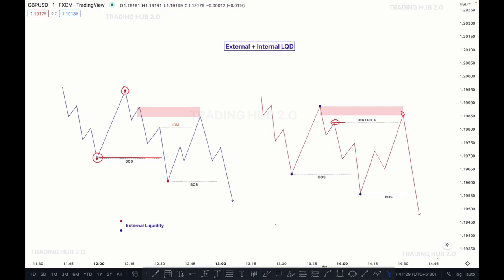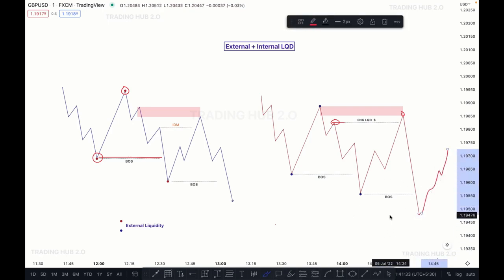After taking out the external liquidity, the market takes a pullback again, because external liquidity works as fuel for the market to push up or push down as a retest, or you can say in a simple way it is a retest, but no, this is a pullback actually. Then the market pushes higher and then again pushes downside.